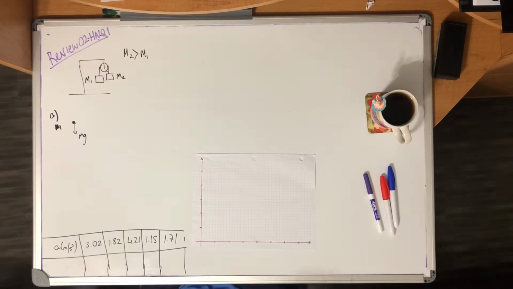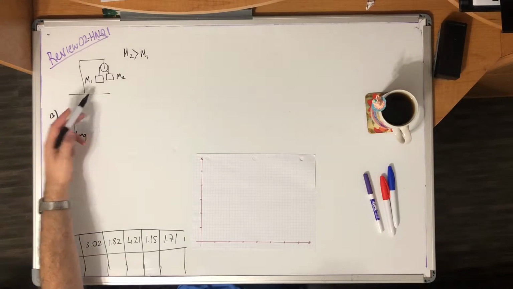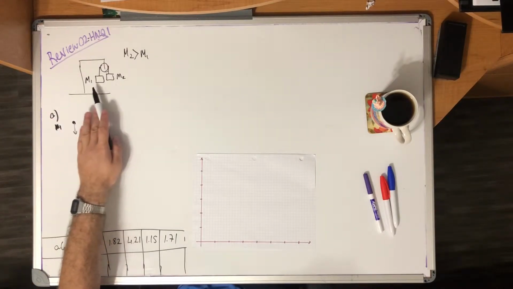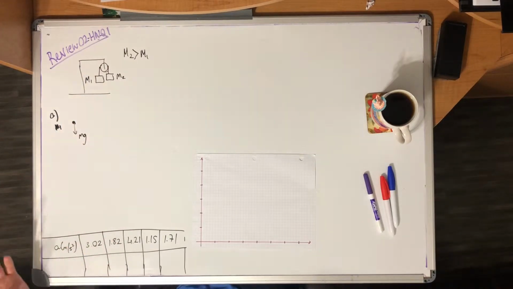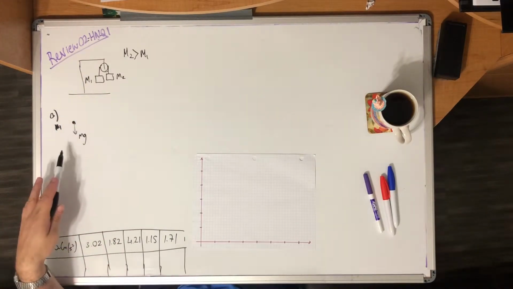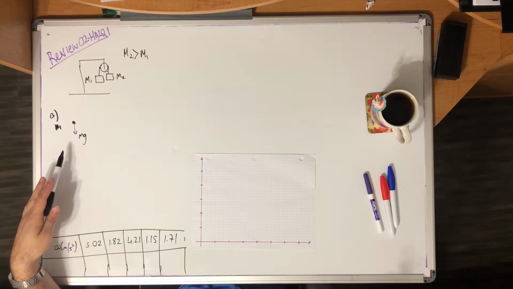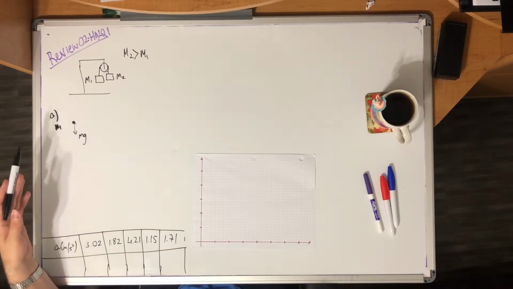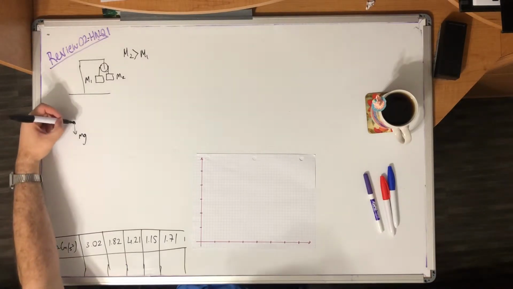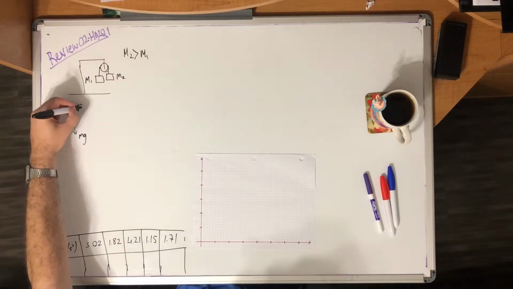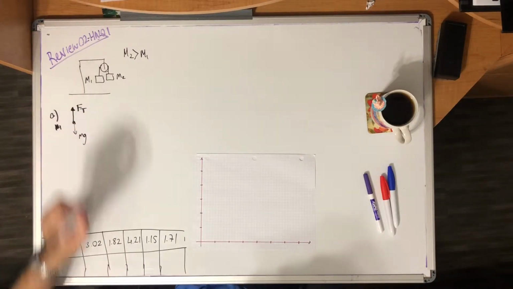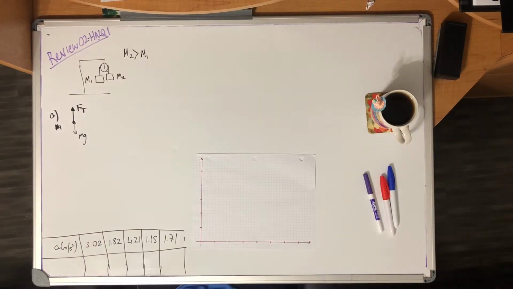So since M2 is always greater than M1, this guy is going to be pulling down, so this guy is going to go up. So the acceleration of this first mass is going to be going upward, meaning upward force is greater than downward force. So you are going to be drawing this Ft longer than your mg, and that's going to be the free body diagram for the first object.